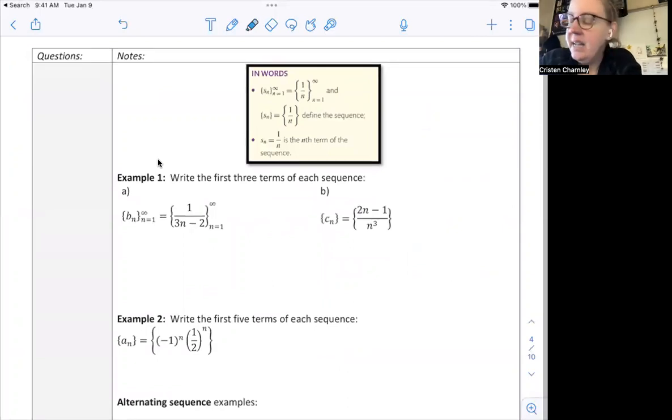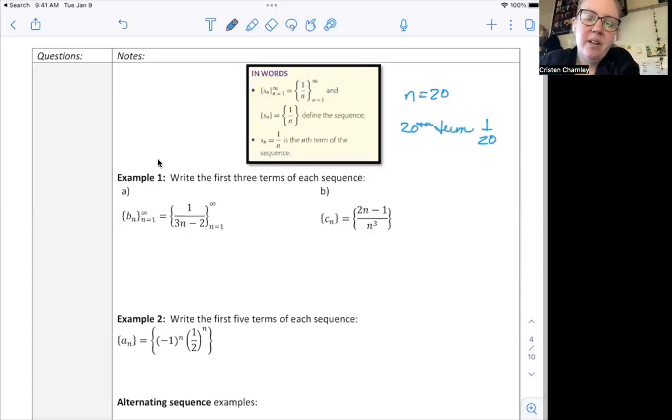So in words here, my first bullet point. If I have a series that goes from 1 to infinity, and we're going to say that in this particular case, 1 over n is that sequence. And then S sub n equals 1 over n. That defines the sequence. S sub n is equal to 1 over n is the nth term of the sequence. I know that's a mouthful. So say n equals 20. I'm just making that up. That means that the 20th term would be 1 over 20.